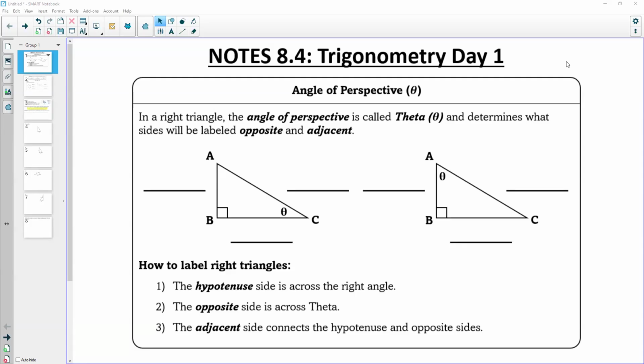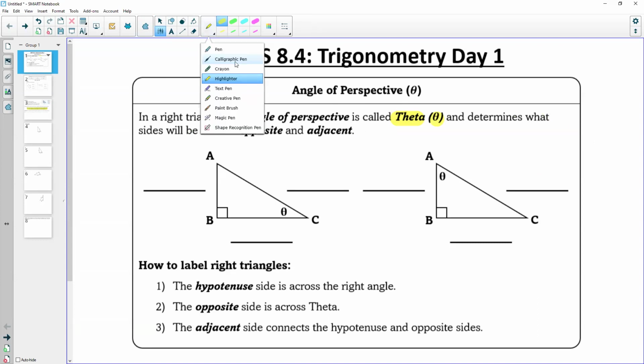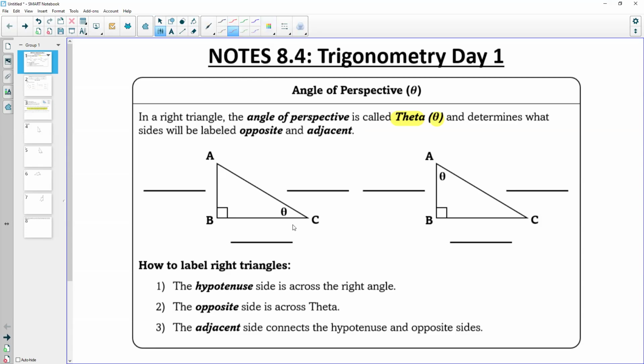So to start off, we want to talk about something known as your angle of perspective. So in a right triangle, the angle of perspective is called theta. Theta is represented by that symbol that looks like a zero and has a slash between it. So this is theta. So this determines what sides will be labeled opposite and adjacent. So our angle of perspective is going to be theta, and this is how this is going to work. So you'll notice that in this right triangle, we have our theta located right here. This means that this angle right here represents our angle of perspective.